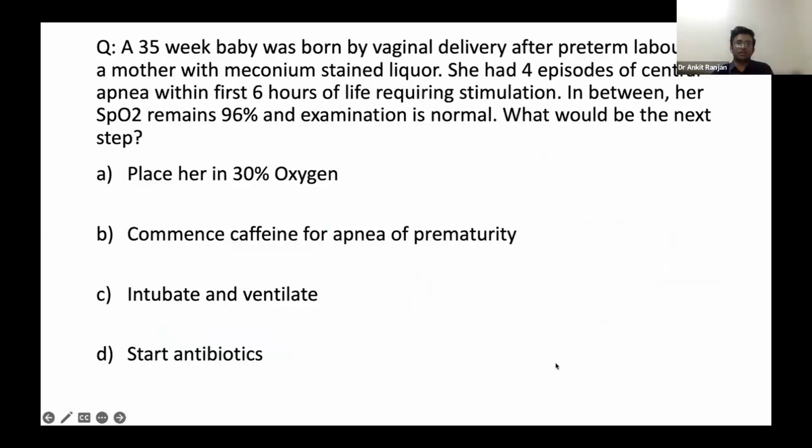So the next question would be the last for today's session. This is a 35-week baby who was born by vaginal delivery after preterm labor to a mother with meconium stained liquor. She had 4 episodes of central apnea within the first 6 hours of life requiring stimulation. In between, her SpO2 remains 96% and examination is normal. So what would be the next step? Would you like to place her in 30% oxygen because she is having apnea? Commence caffeine for apnea of prematurity, intubate and ventilate, or start antibiotics?